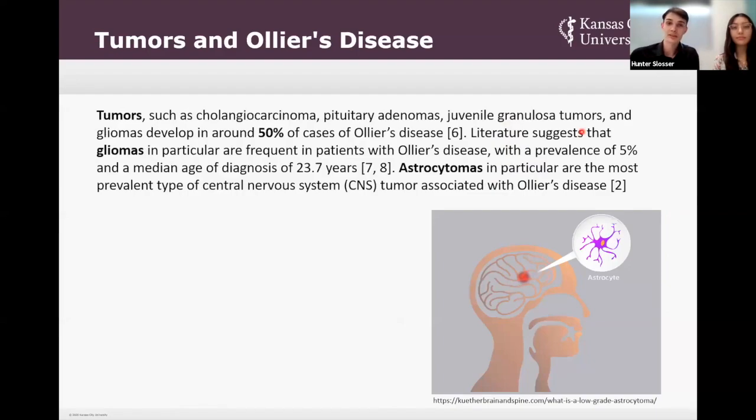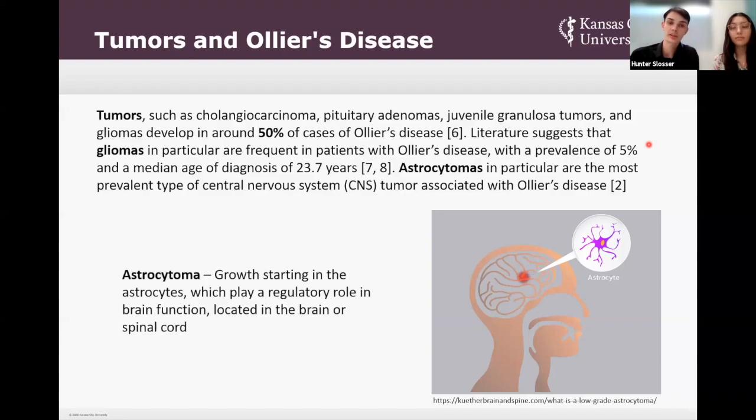So tumors such as cholangiocarcinoma, pituitary adenomas, juvenile granulosa tumors, and gliomas tend to develop in about 50% of cases of Ollier's disease. Gliomas in particular are frequent in patients with Ollier's disease, and astrocytomas are the most prevalent type of central nervous system tumor associated with Ollier's disease. And just a brief overview of what an astrocytoma is: an astrocytoma is a growth starting in the astrocytes, which play a regulatory role in brain function, located in the brain or spinal cord.